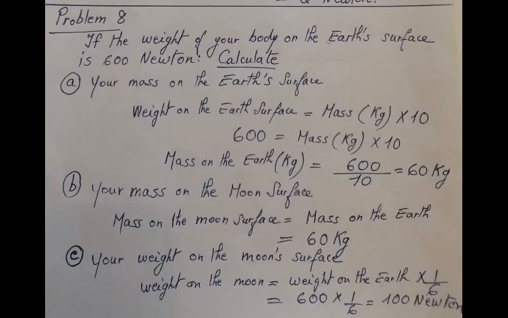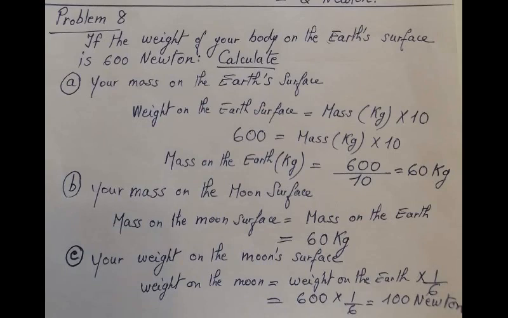The last problem here is number 8. The problem says: if the weight of your body on the earth is 600 Newton, calculate A, your mass on the earth's surface. Weight on the earth's surface equals mass by kilogram times 10. 600 equals mass by kilogram times 10. Mass on earth by kilogram equals 600 divided by 10, equals 60 kilogram.